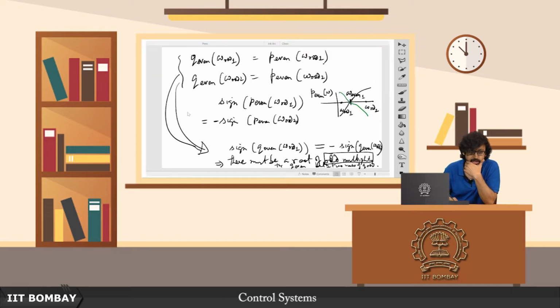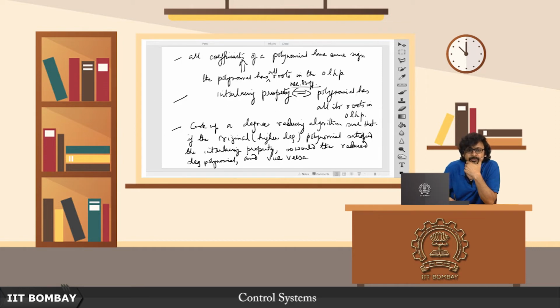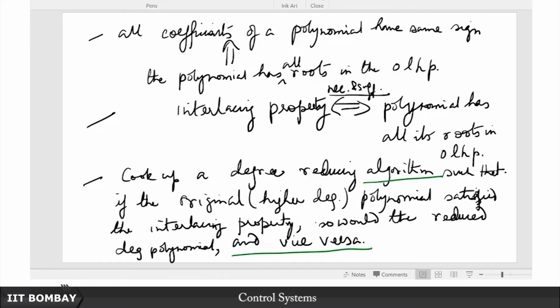So it is very crucial, this vice versa part. One really cannot overemphasize the importance of this, because this then tells us that if we can somehow check for the interlacing of a reduced degree polynomial, once we have cooked up an algorithm, and if we can see that the lower degree polynomial obtained by employing such an algorithm retains the interlacing property, then if that satisfies the interlacing, the original polynomial will also satisfy interlacing.